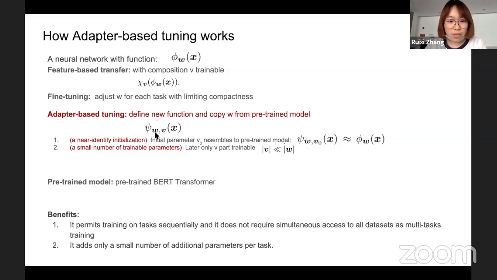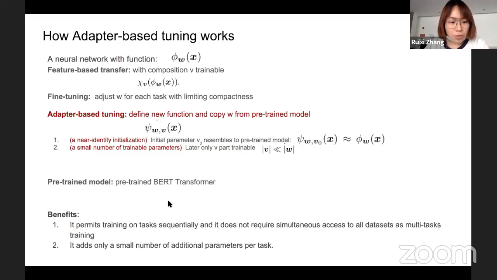So we have the parameters W and V. W is the pre-trained model parameters, and V is the new parameters added to the model. It has two features. Firstly, it is a near-identity initialization, so we initialize parameters to resemble the pre-trained models. And the second is that it has a small number of trainable parameters. Only the V parameters here are trainable.